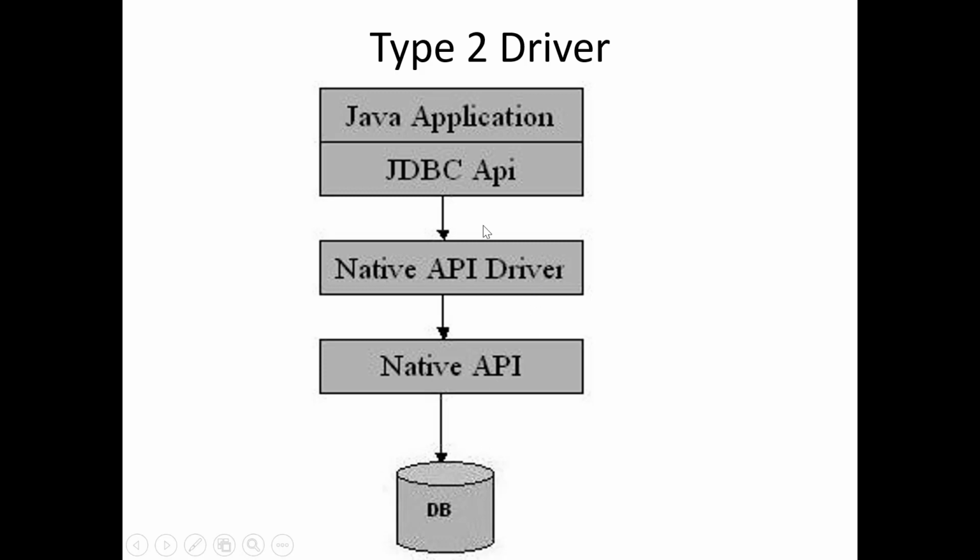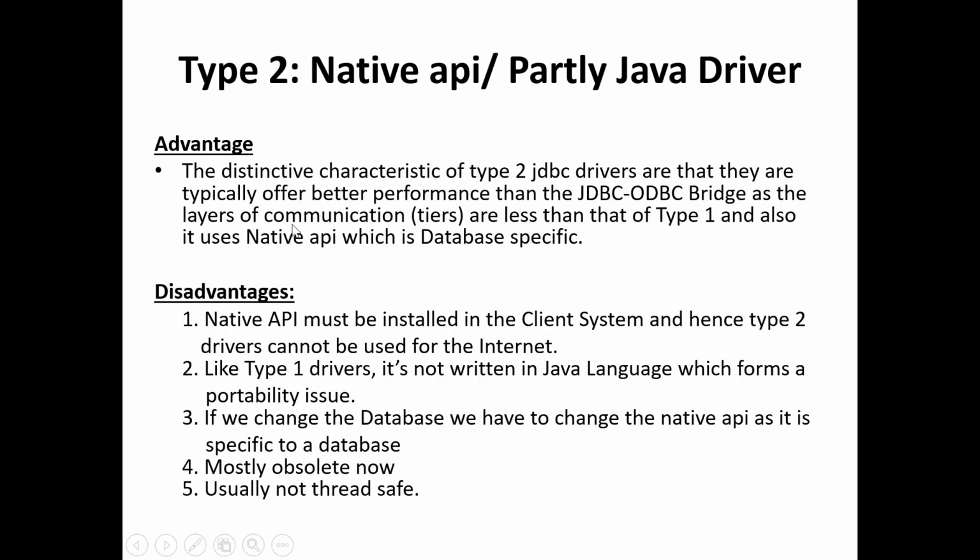The distinctive characteristics of type 2 drivers are that they typically offer better performance than the JDBC-ODBC bridge driver, as the number of communication tiers is less than type 1. Also, it uses a native API, which is database based. This is the advantage. Drawbacks, you can see so many. The native API must be installed on the client system, it cannot be used for the internet, and like type 1, the driver is not written in the Java language, written by whom? The vendor.